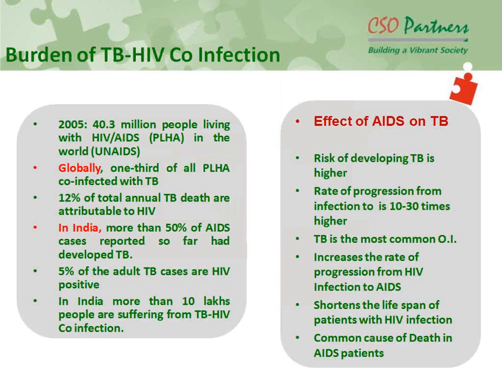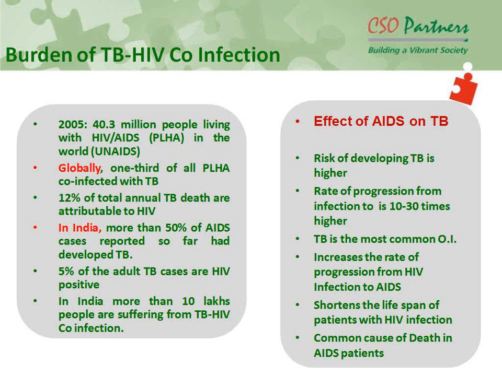Now one more thing we need to understand is the burden of TB and HIV co-infection. That is why we wanted to discuss TB and HIV together. As I said, TB is one of the most common opportunistic infections for HIV persons globally. In 2005, there were 40.3 million people living with HIV/AIDS in the world.